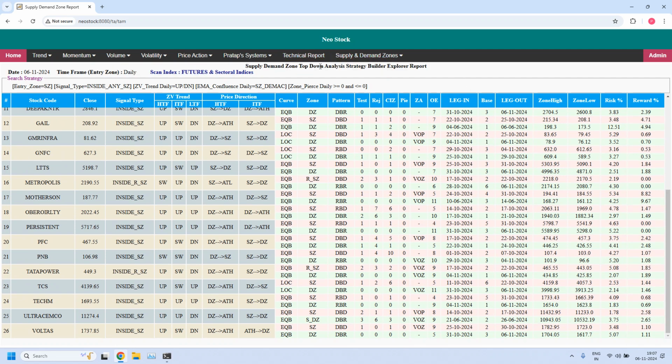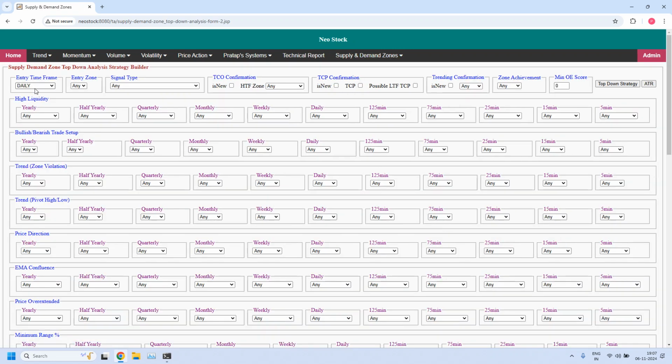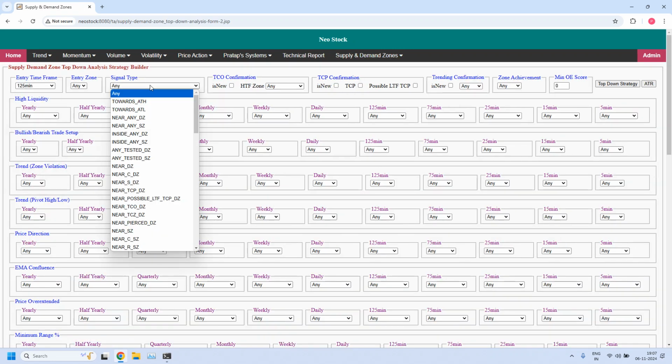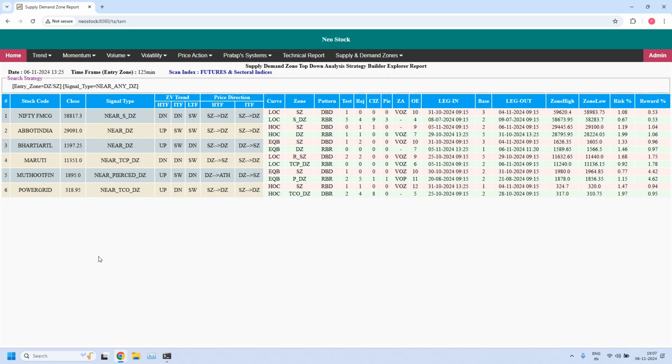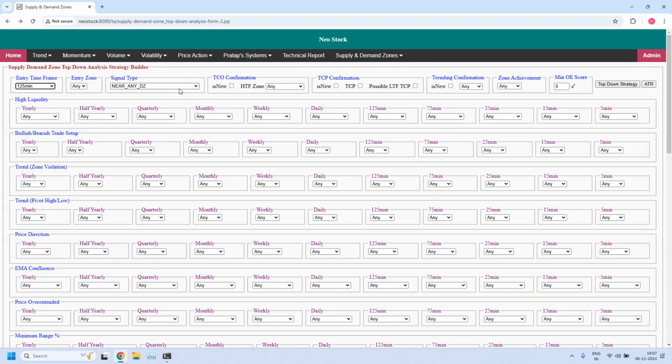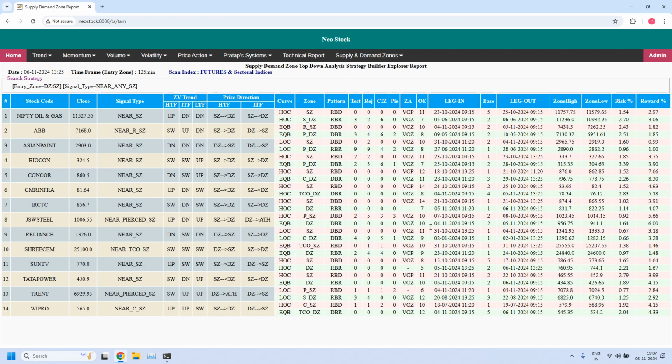Next time frame is 125 minutes. Let us find the stocks near 125 minutes demand zone. 6 stocks are filtered. Next 125 minutes time frame, let's find the stocks near 125 minutes supply zone. 14 stocks are filtered.